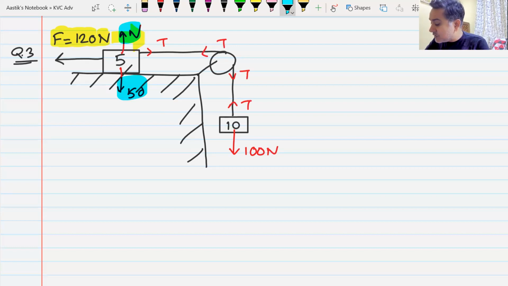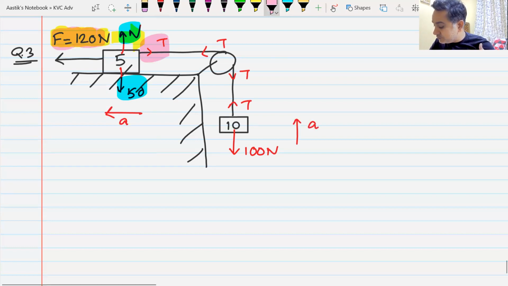Now let us make the equation for this block. 120 and T, and we have to also understand it is going to move like this with an acceleration A. It is going to move up with an acceleration A. What is the equation for this block?